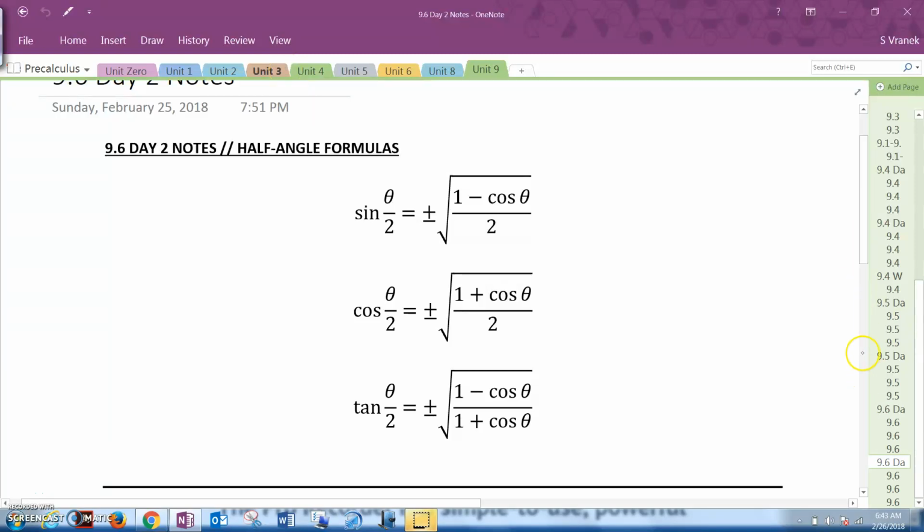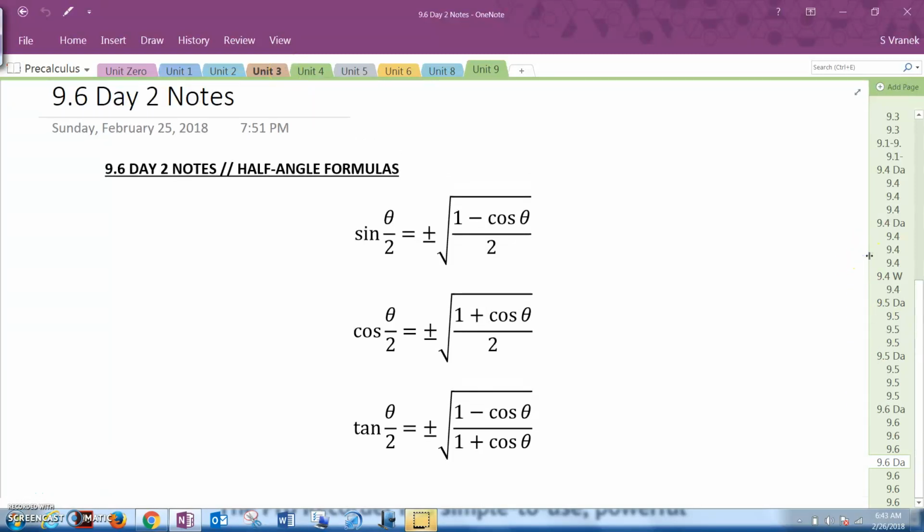Alright class, today is the last day of this unit. We're doing 9.6.2, which are half angle formulas. This one's a little interesting because we have these plus or minus signs in front of the formula.